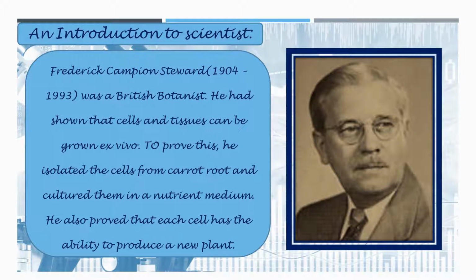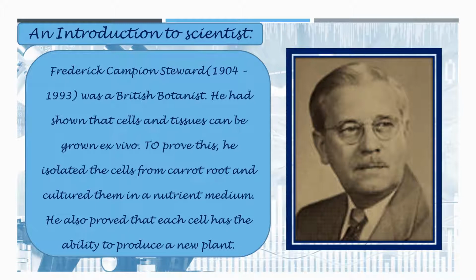Now students, a scientist named Frederick Campion Stewart was born in the year 1904 and died in the year 1993. He was a British botanist and he had shown that cells and tissues can be grown ex vivo. Now, what do we mean by ex vivo?